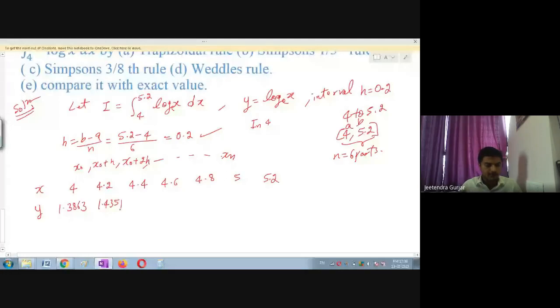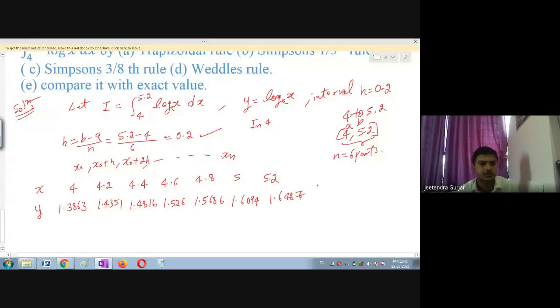Continue this. ln 4.4, so this will be 1.4816. So 4 digits we will take for approximate value. ln of 4.6, so this will be 1.526. Okay, ln of 4.8, so this is 1.5686. I will take 5. You take, students, this is 5. You will get this as 1.6094. Next value, please check. ln 5.2 will become 1.6486, or we'll round off this to 7.